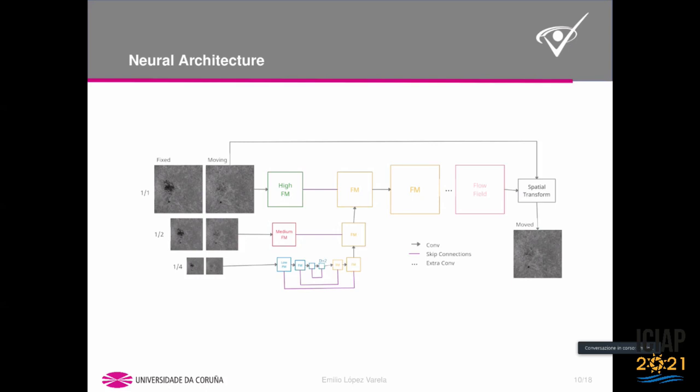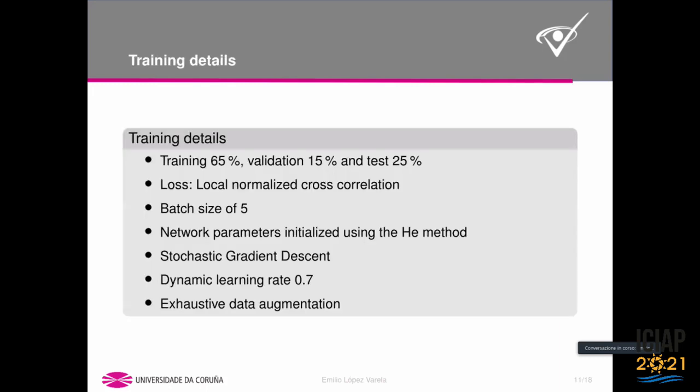Each block in this architecture is composed of 2 concatenated series of convolutional layer, batch normalization layer, and leaky ReLU layer. At the end of this first part of the network, a series of extra convolutions are applied to refine the final result until the flow field is obtained. This flow field, with the image to be moved, is passed to the spatial transformer as input, which gives the final image result. So, well, in this slide, you can see the details of the training.